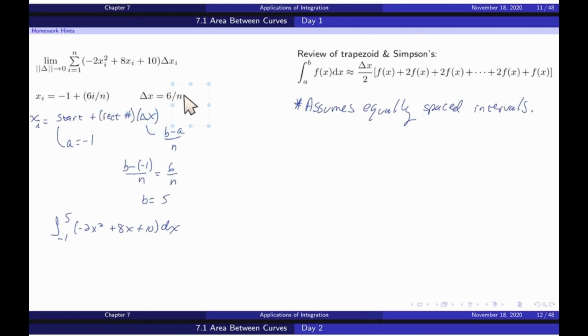Well, the formula for delta x is b minus a over n. So, since we know that a is -1, b minus -1 over n has to equal 6 over n. The n's cancel. We have +1 here. Subtract 1 from both sides. You get b is 5. Here's your function. Here's your starting point. Here's your ending point. This is the limit definition for finding the area. This is the antiderivative method for finding the area under the curve.